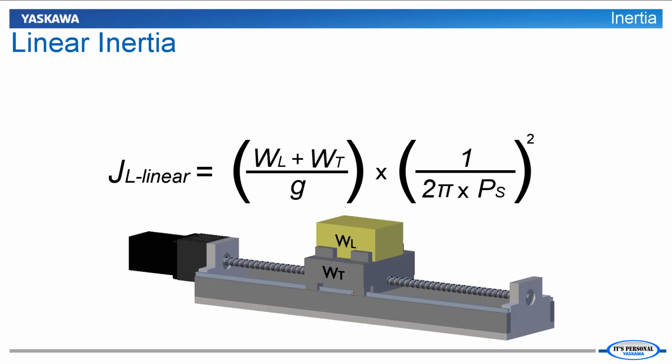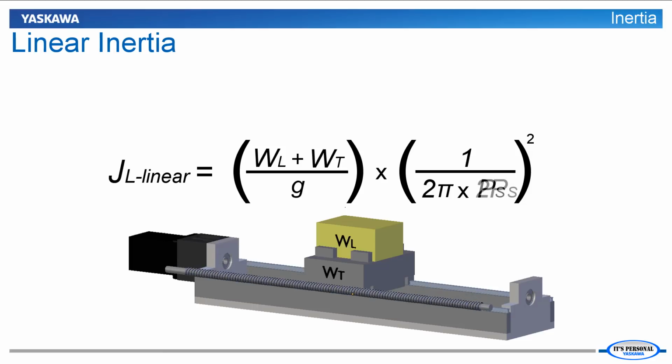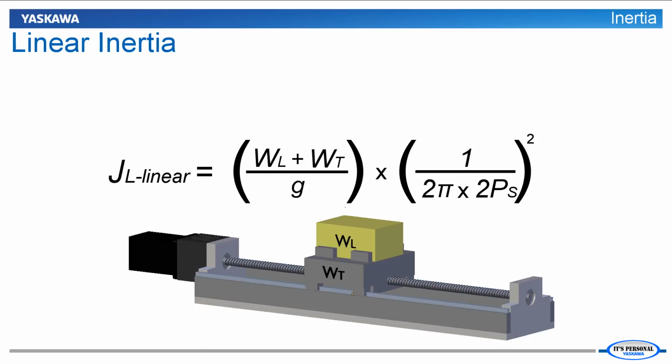Constants for the force of gravity and pi are used in the equation to convert units. But the most useful observation is that the pitch of the screw reduces the linear inertia component by the square of the pitch. For example, a ball screw with twice as many revolutions per inch reduces the load inertia by 2 squared, or 4 times lower.